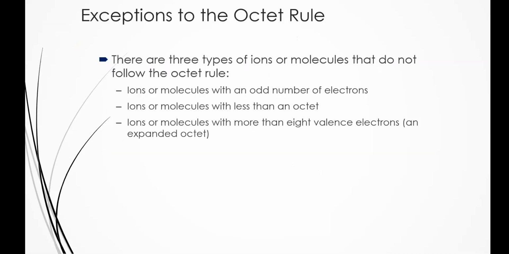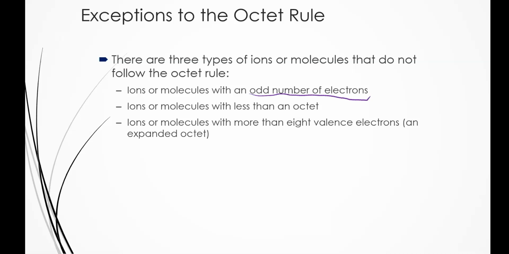Now, the octet rule can be broken in kind of 3 ways. The first one is that you have an odd number of electrons. If you have 11 electrons, there's just no way you can satisfy the octet rule, because someone is going to have either 1 extra or 1 short. Our ions or molecules might have less than an octet. And this happens because maybe we don't have 8 electrons total. It might happen because of the electronegativity difference between them.